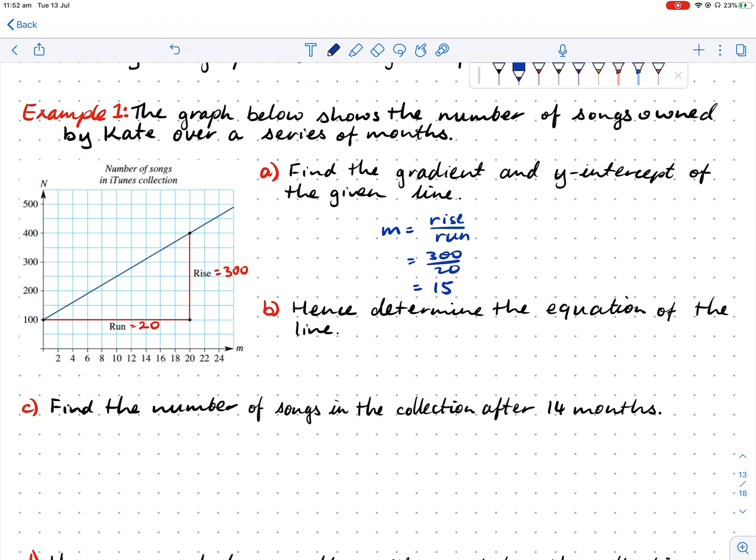To work out the y-intercept, all we need to do is look at the diagram. The graph cuts the y-axis at the value of 100. So that means the y-intercept is 100.